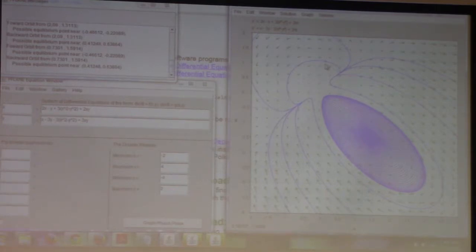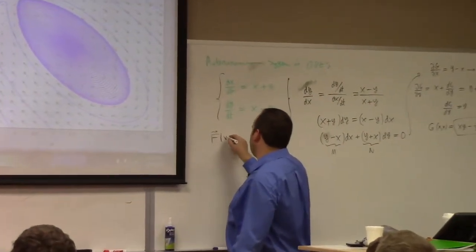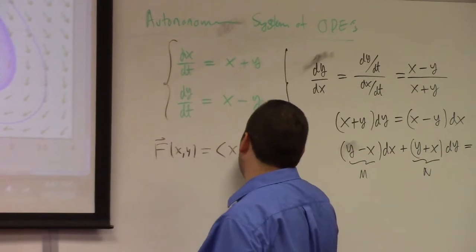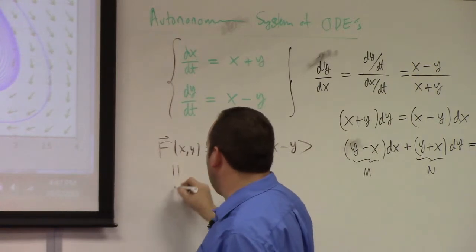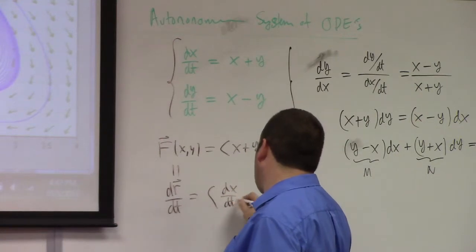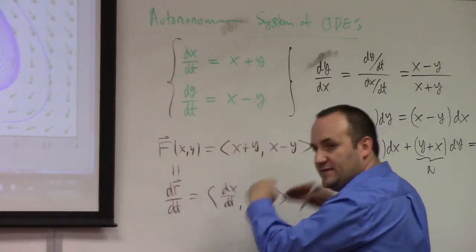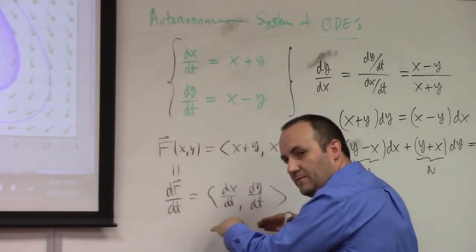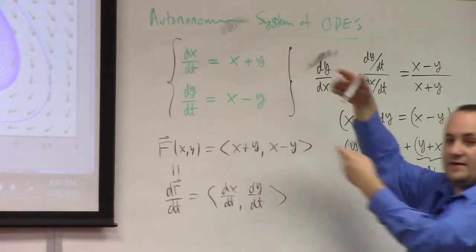This system of autonomous ODEs corresponds to, you could think these equations right here would be the equations for the integral curve if I had the vector field f of x, y equal to x plus y, comma x minus y, right? If I want this to be equal to dr dt, which would be dx dt, dy dt. So in other words, this vector field matches up with the tangent vector field to a curve. These equations are the equations you have to solve for the integral curves of the vector field.